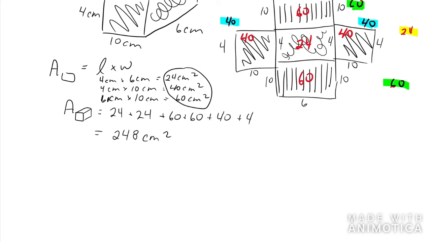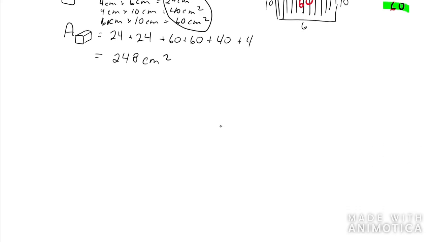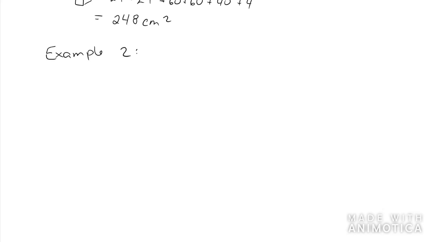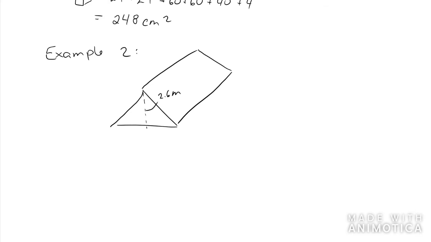If we have a triangular prism, it's similar. But there's two main types of triangular prisms that you'll encounter. There's one where you'll be given the height, so you'll be given that this is 2.6 meters. The base is 3 meters. And this length here is 9 meters. And you'll have to figure out the surface area.